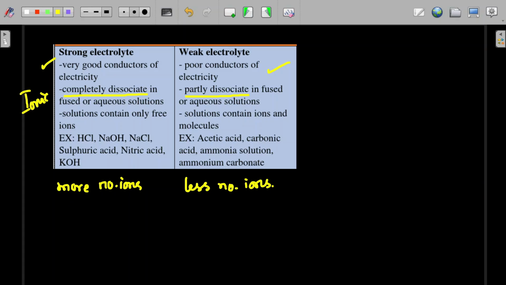Say you have connected this to a bulb. So when you use a strong electrolyte, the bulb will glow brightly. But if you take a weak electrolyte, the bulb will glow dim. It will be dim, not bright.